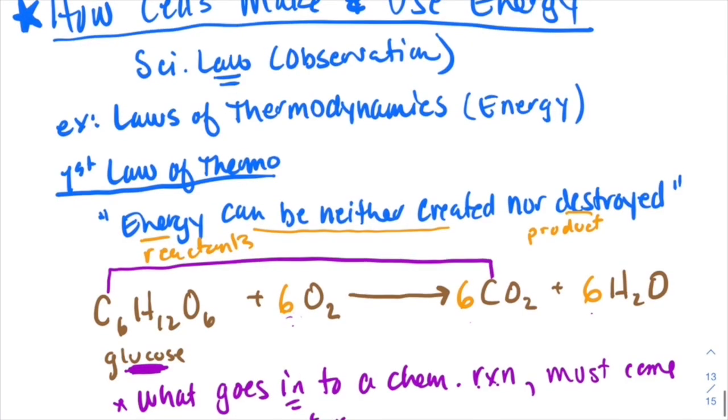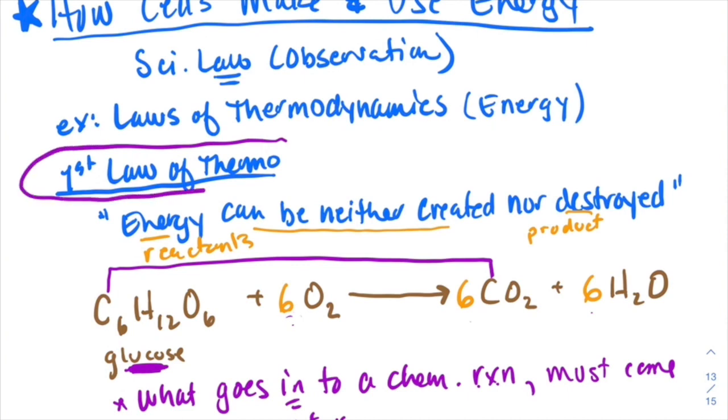Okay, we've been talking about how cells make and use energy, and this is just a little bit of a recap from last time. We started talking about the laws of thermodynamics. The first law of thermodynamics, circled here now in purple, is that energy can be neither created nor destroyed. All that means for us is that what goes into a chemical reaction has got to come out.